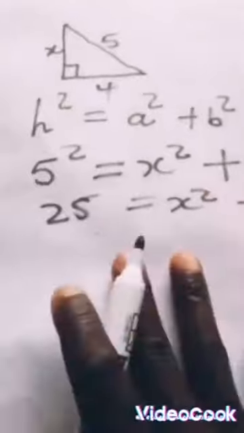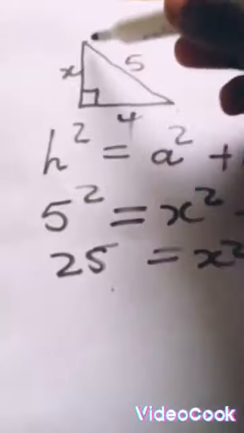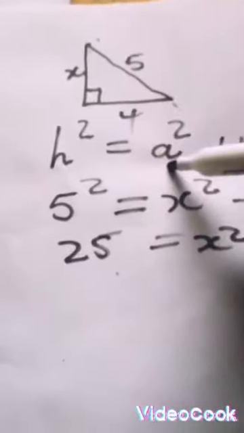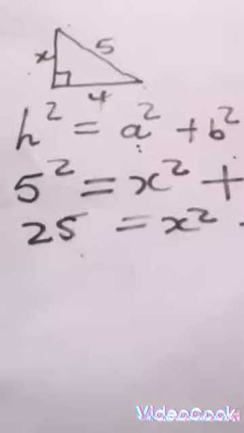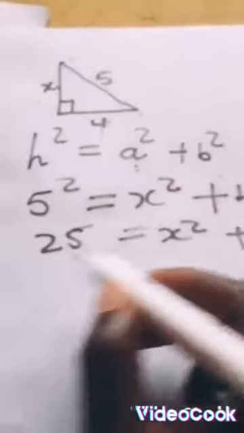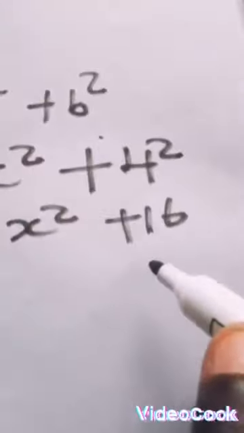So I want you to get this. The hypotenuse is what you must identify. A and b, a can be 4, b can be x. It is up to you, as long as you put everything in. So we have 25 is equal to x squared plus 16.